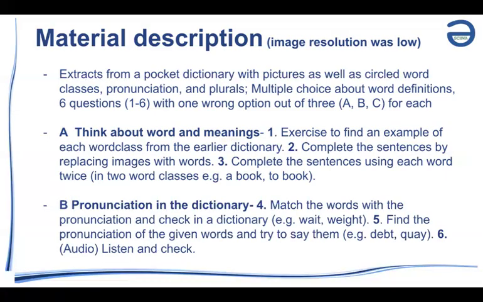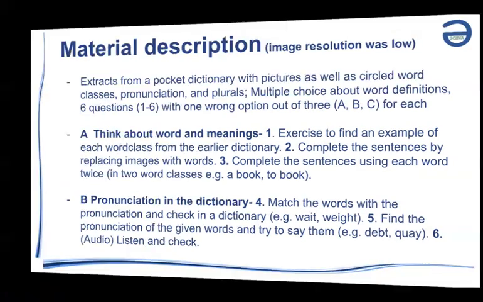Then we have part B, pronunciation in the dictionary. So exercise 4 is about matching the words with the pronunciation and checking in a dictionary. So wait, W-A-I-T versus weight, W-E-I-G-H-T. Finding the pronunciation of the given words and trying to say them. That's number 5. For example, debt with the silent B. And 6, listening to an audio and checking the audio is part of the book.